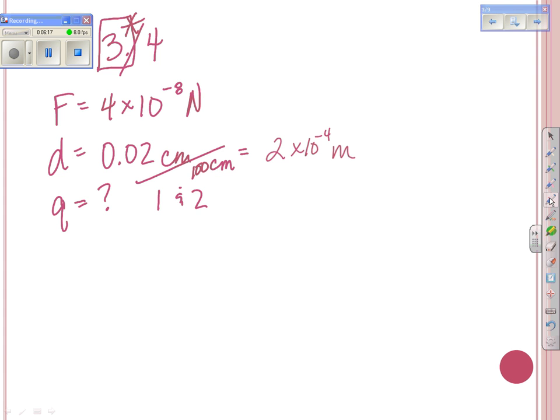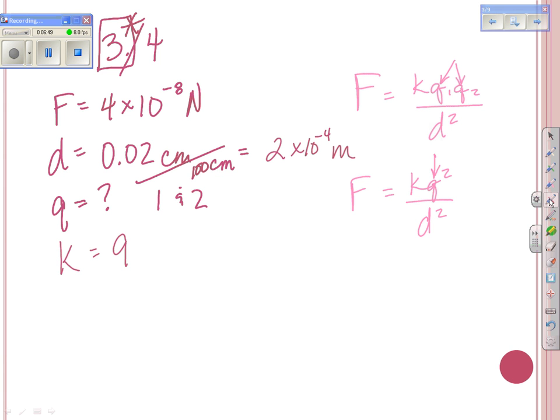So again, my formula is force equals K Q1 Q2 over D squared. But the thing to realize is this Q1 and this Q2 are supposed to be the same. If that's the case, we can simplify this formula to be F equals K Q squared over D squared and just solve for Q. Now, also, you do need to remember that you do have K, and we use it as 9 times 10 to the ninth Newton meters squared over coulombs squared.